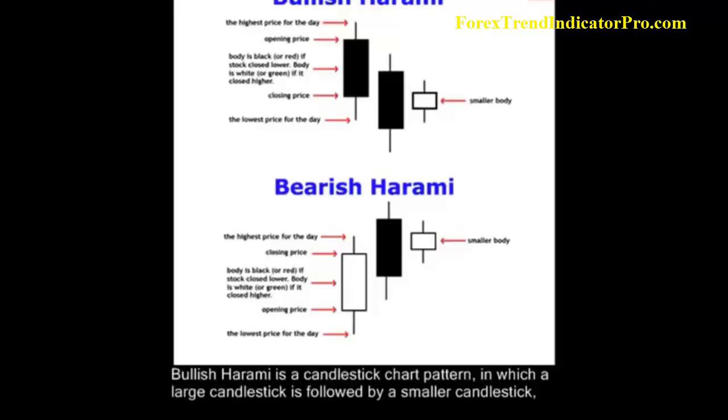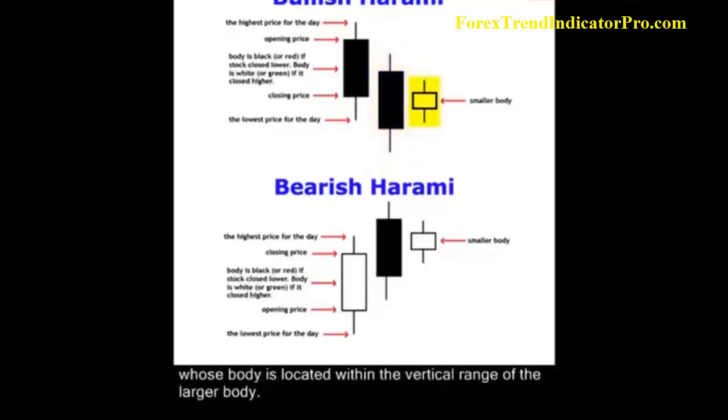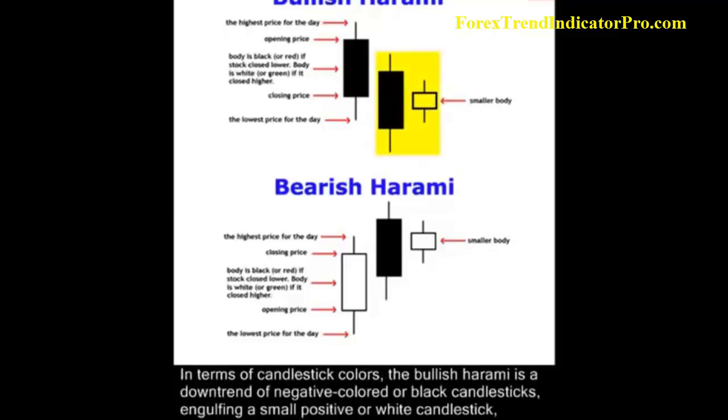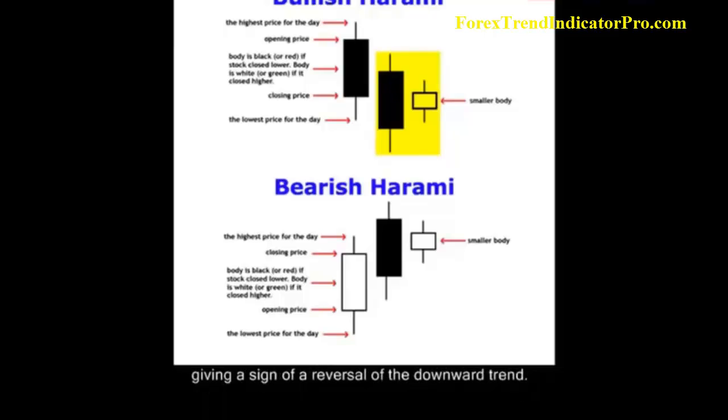Bullish harami is a candlestick chart pattern in which a large candlestick is followed by a smaller candlestick, whose body is located within the vertical range of the larger body. In terms of candlestick colors, the bullish harami is a downtrend of negative colored, or black candlesticks, engulfing a small positive or white candlestick, giving a sign of reversal of the downward trend.